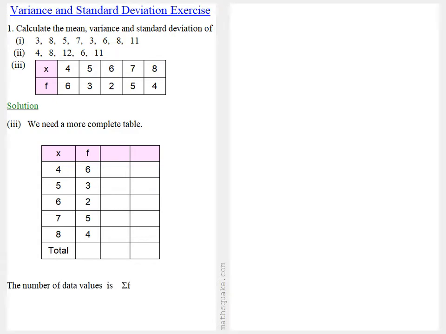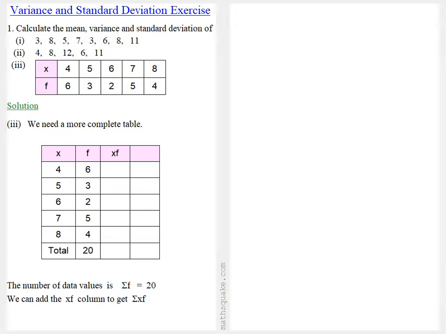So altogether the total number of numbers is the sum of the frequency column. That's 6 plus 3 plus 2 plus 5 plus 4, which is equal to 20. So sigma f is equal to 20. We now need to get the total of all the numbers. Now that is 6 4s plus 3 5s and so on. So it's the sum of the number times the frequency, or xf.